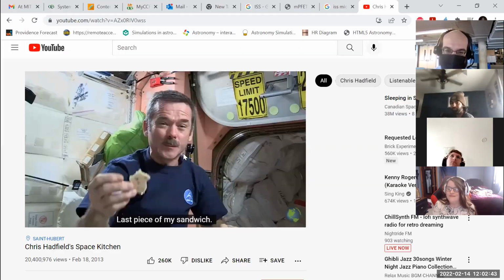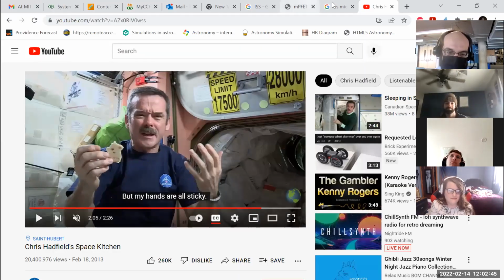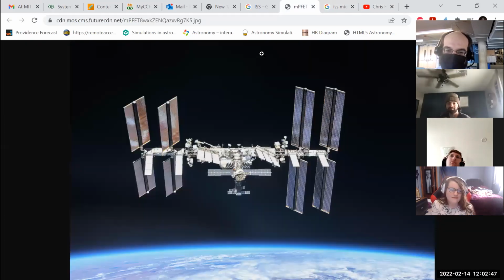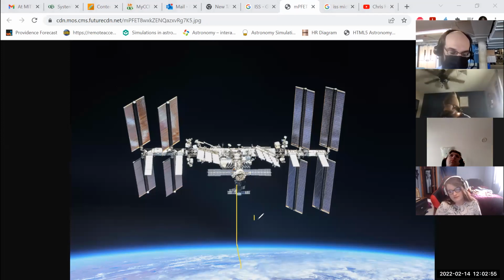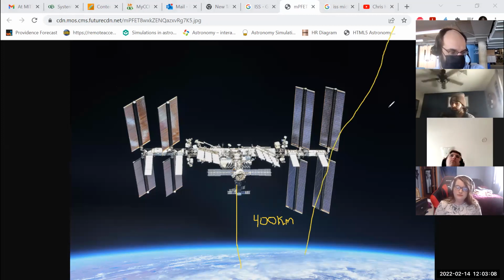Now, here's something to think about, students. The International Space Station is only 400 kilometers above the surface of Earth. You don't suppose that gravity just shuts off after 400 kilometers, right? It looks like they're in zero gravity, but the moon is 400,000 kilometers from Earth, and the moon is still held in place by gravity, right?